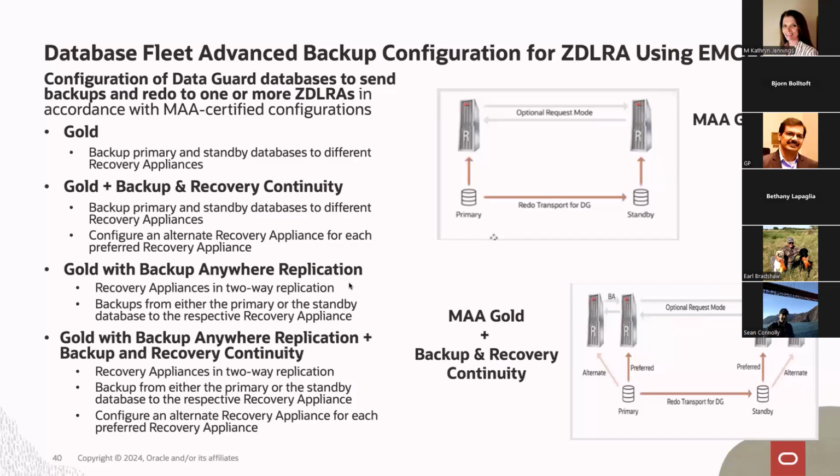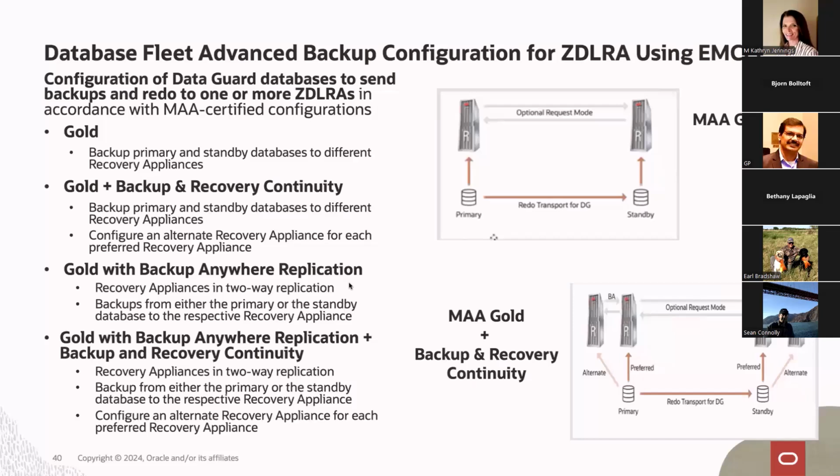Then we have backup anywhere replication. In that case, we make sure that we replicate the backups to the other recovery appliance. And the most complex is a gold backup anywhere, replication, backup, and recovery continuity. So we have a primary preferred and an alternate recovery appliance in the same data center.